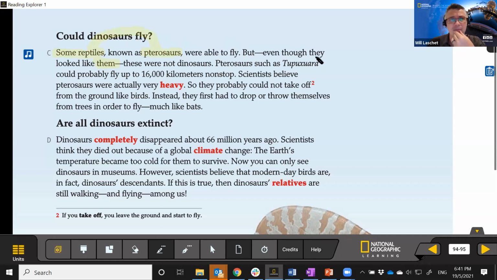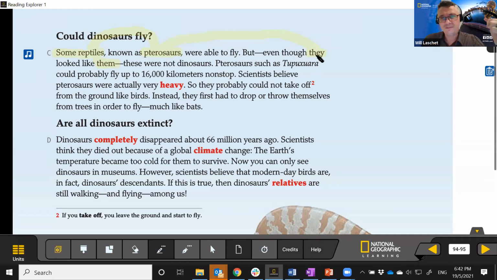Next, it says, but even though they, okay, now here we've got they. Now we know that they is a subject pronoun. So they is related to what? What's that referencing here? This one here, they, what's that referencing? It's referencing back to here. Okay, I'm going to do a little yellow rainbow. So they is referencing pterosaurs or some reptiles. So these three that I've highlighted are all the same.